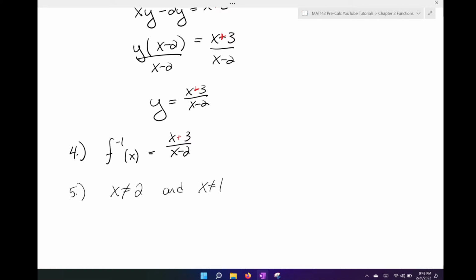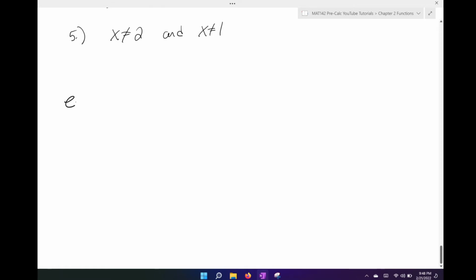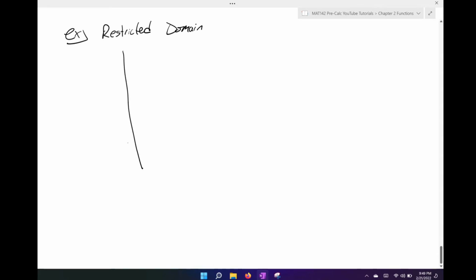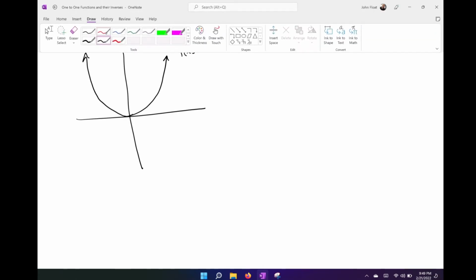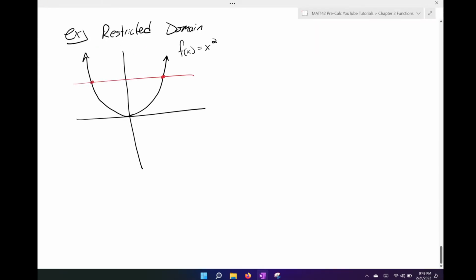So the last example I want us to look at real quick will be a situation where we have a restricted domain. Even walking into it, you can see it. A really easy example would be this idea of a parabola. So we know this is going to be the function f of x equals x squared. If we were to do the horizontal line test, notice we hit twice. Therefore, this would fail the one-to-one aspect of finding an inverse.